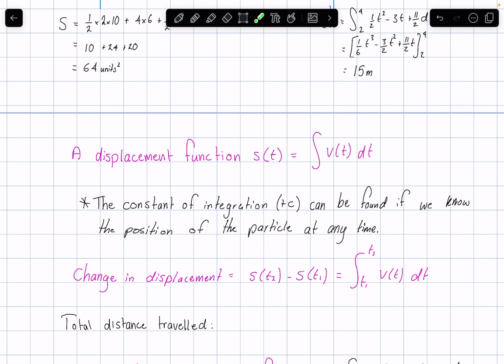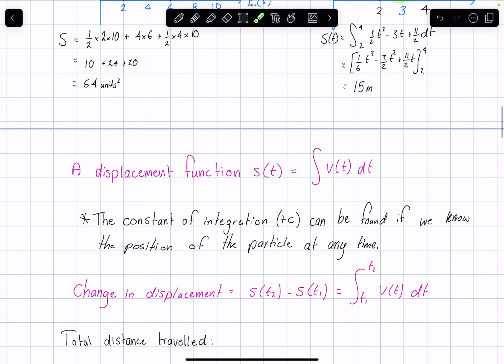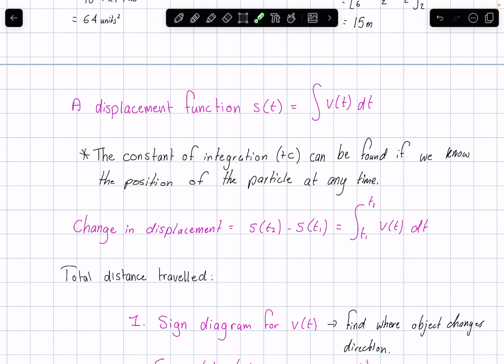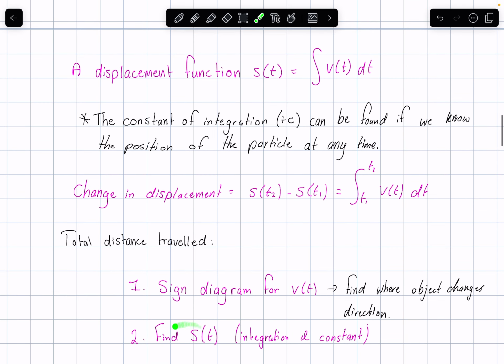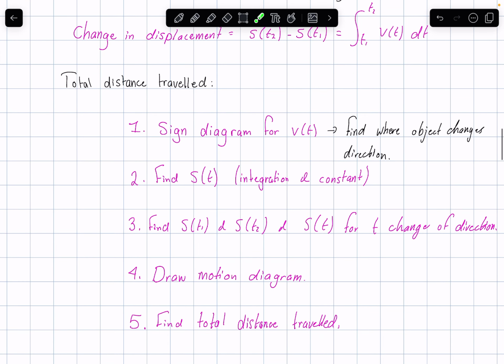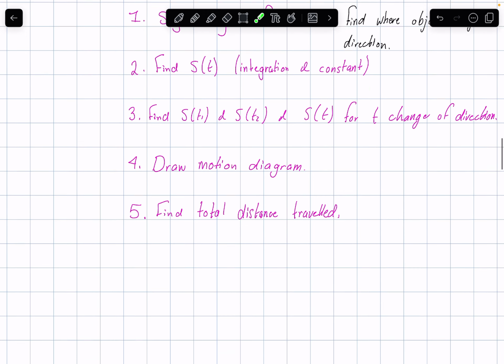A way to find distance traveled is to find the area under the graph. So you could graph it, map what's positive area, what's negative area, change signs correctly and add them together, that's fine. Another way is to draw a motion graph. Step 1: draw a sign diagram for v of t, which is going to tell us where the object changes direction. Step 2: find s of t, integration and constant. Step 3: find s of t1 and s of t2, the starting time and end time, and s at any change of direction, which we get from step 1. Step 4: draw the motion diagram. Step 5: find the total distance traveled. So 5 steps there, and we're going to look at those now.